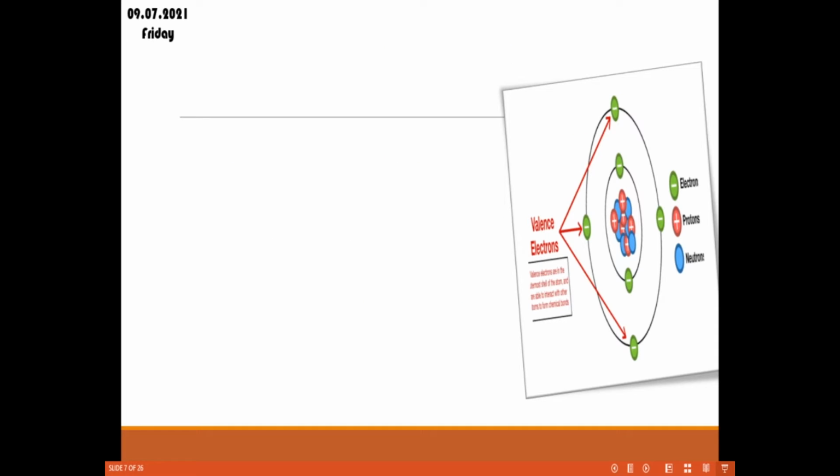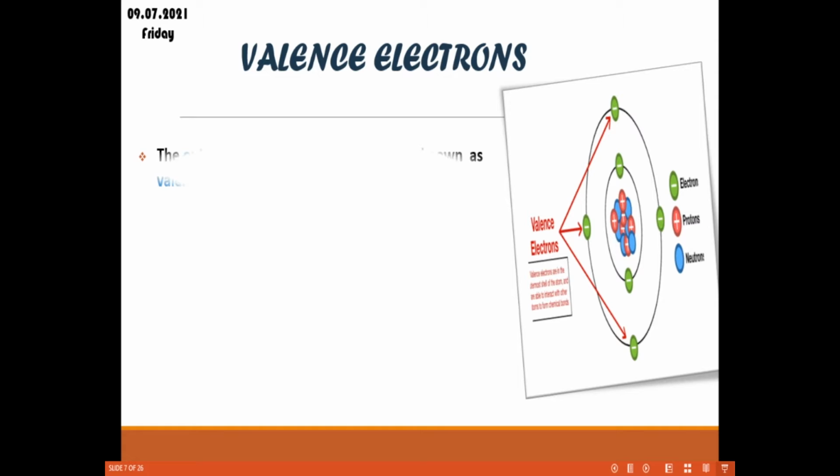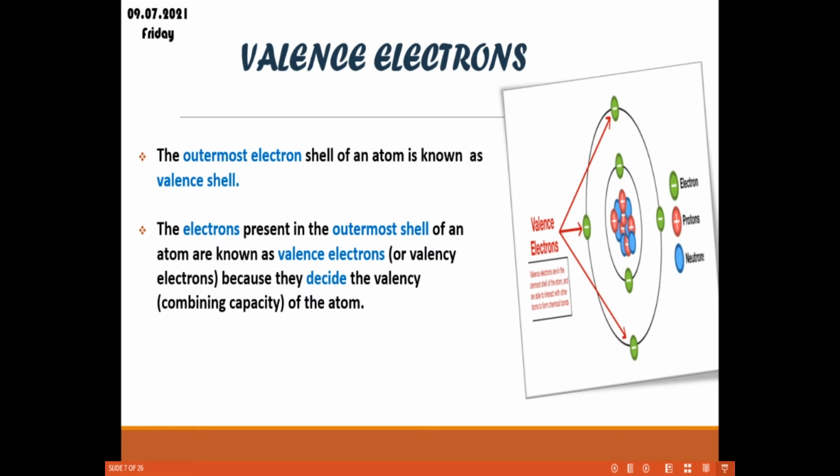Okay. So today in class we are going to talk about valence electrons. What is meant by valence electrons? The outermost electron shell of an atom is known as the valence shell. That means the electrons present in the outermost shell of an atom are known as valence electrons.